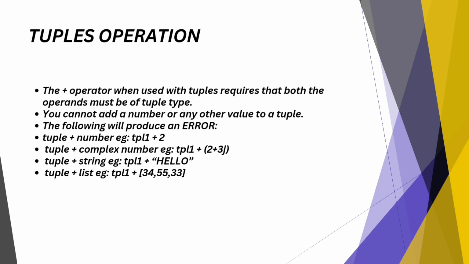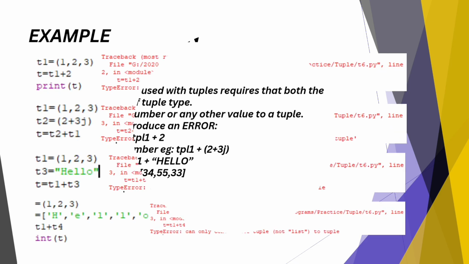Now next is the plus operator. When used with tuples, it requires both operands to be of the tuple type. This you should remember. You cannot add a number to a tuple. The following will produce an error. Tuple plus number will give an error. Tuple plus complex number will give an error. Tuple plus string will give an error. Tuple plus list will give an error. So these operations you cannot perform on different data types. Only a tuple can be added to a tuple.